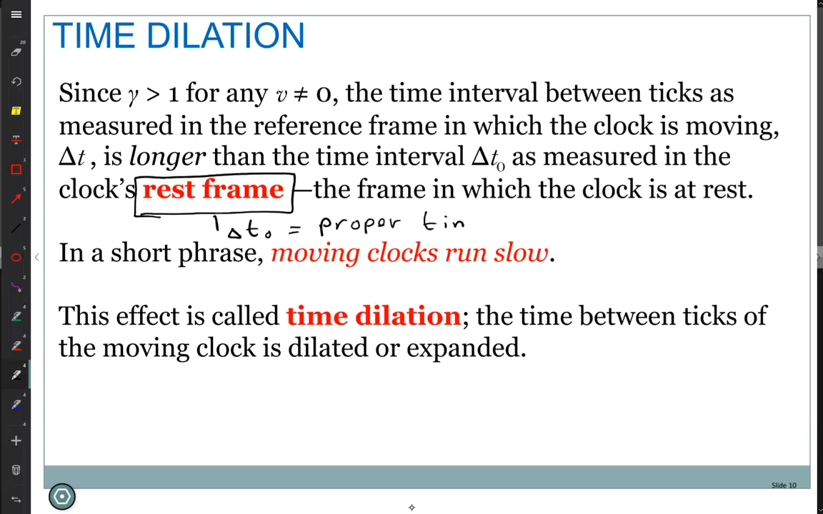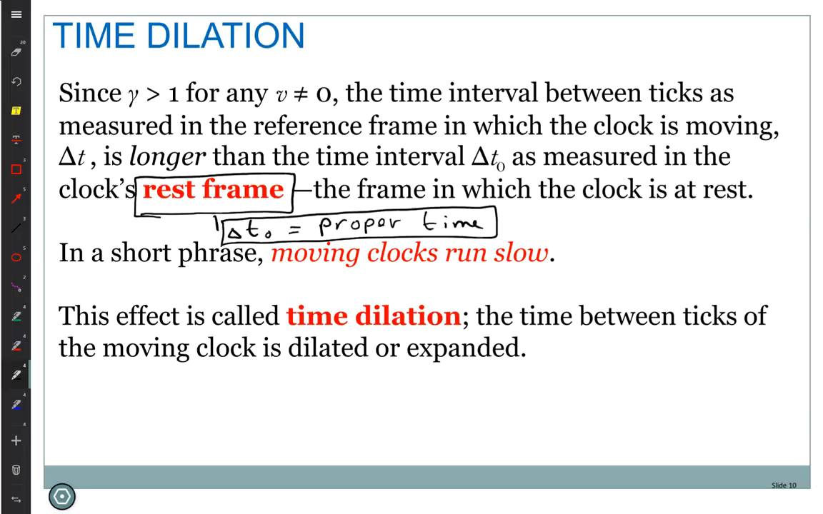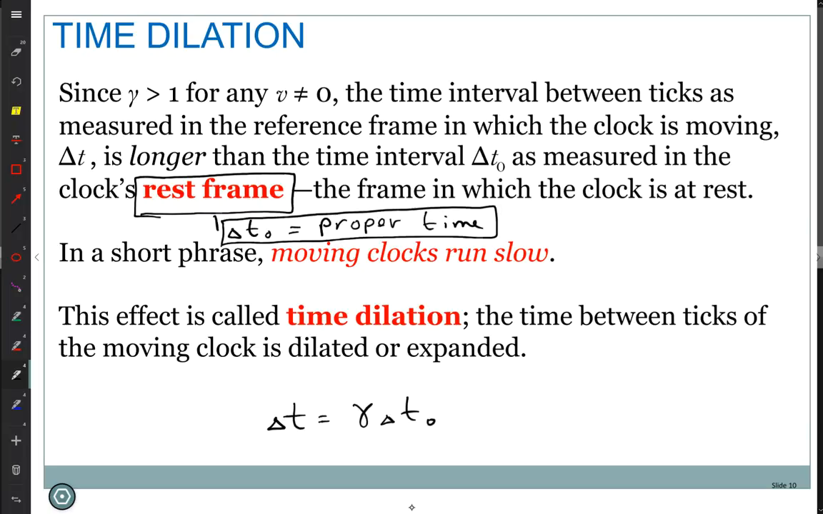Proper does not mean correct. Proper is the proper one to use for comparison in the equation. Because our equation had delta t equals gamma delta t0, and gamma is always greater than or equal to 1, that means the proper time is always going to be less than the time in any other reference frame. So now we can put this into perspective.